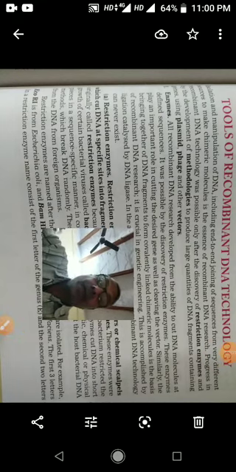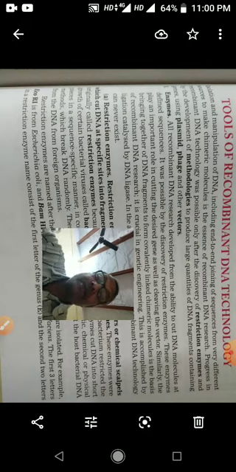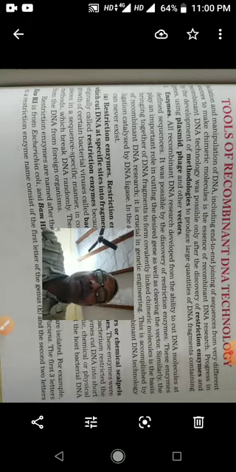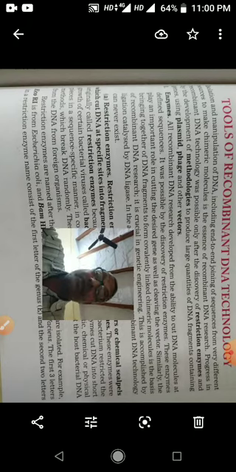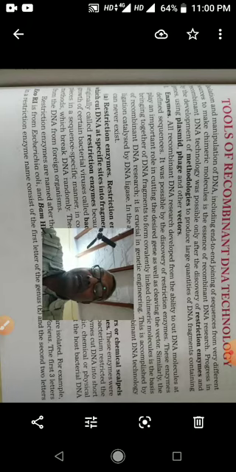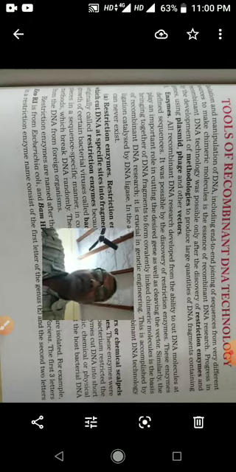Children, I am going to teach you about the tools of recombinant DNA technology. The tools required for recombinant DNA technology are enzymes, cloning vector, foreign DNA, and competent host. So the first one is enzymes. There are many types of enzymes which are needed in recombinant DNA technology.